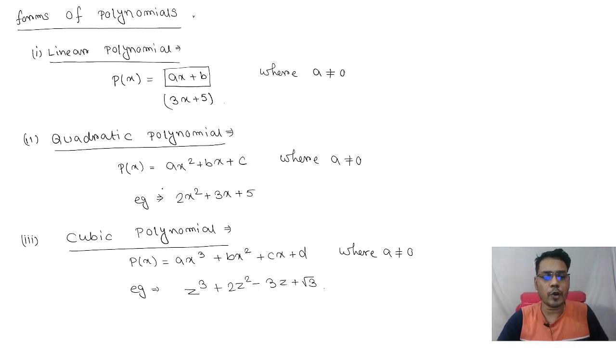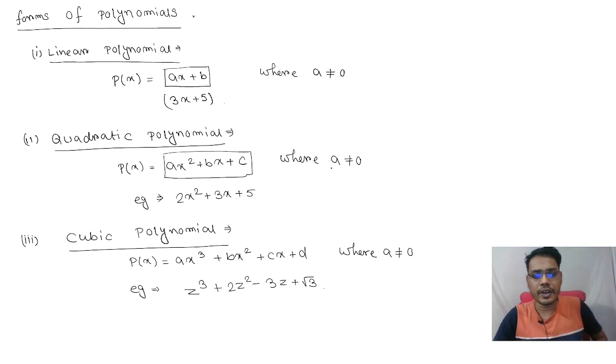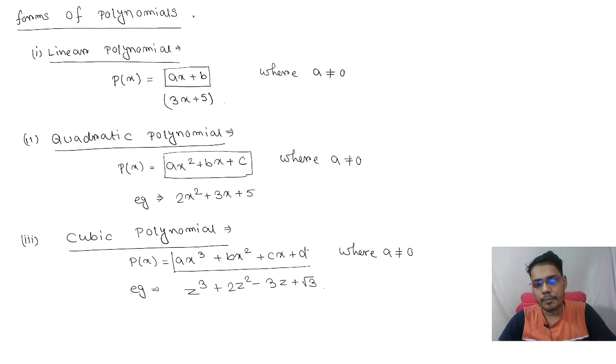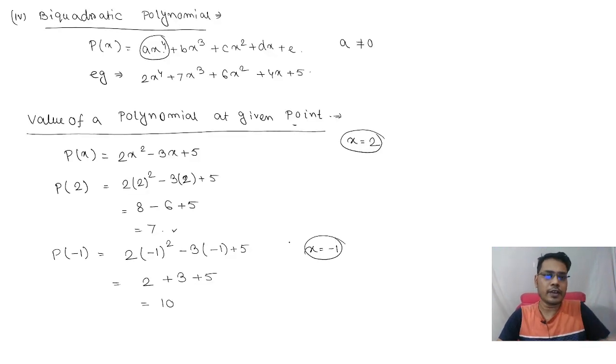If it is a quadratic polynomial, p of x is ax square plus bx plus c in this form, where a is always not equal to 0. Now the cubic polynomial is in the form of ax cube plus bx square plus cx plus d, where a is not equal to 0. A biquadratic polynomial you can write in this form: ax raised to the power 4 plus bx cube plus cx square plus dx plus e, where a is not equal to 0.